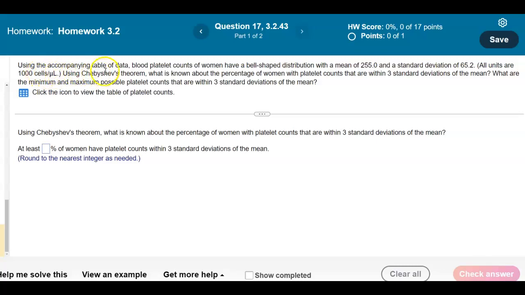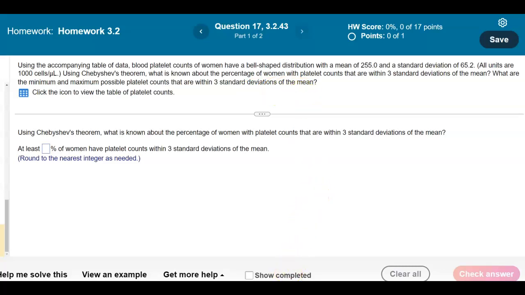Use the accompanying table of data. Blood platelet counts of women have a bell-shaped distribution with a mean of 255.0 and a standard deviation of 65.2. Using Chebyshev's theorem, what is known about the percentage of women with platelet counts that are within 3 standard deviations of the mean? And then, what are the minimum and maximum possible platelet counts that are within 3 standard deviations of the mean?